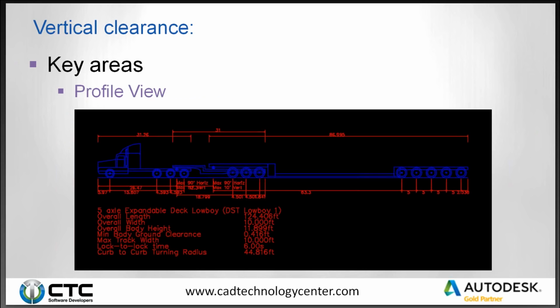Vertical clearance. First thing on a vertical clearance is you have to look at possibly the profile view of your vehicle. Like I did a little low bed vehicle here, and I see the overall body height is 12 feet tall, but the minimum body ground clearance is 4,200. So pretty short. I mean, it's about 5 inches off the ground. So if you're doing a vertical clearance, you have to know what the minimum clearance is.